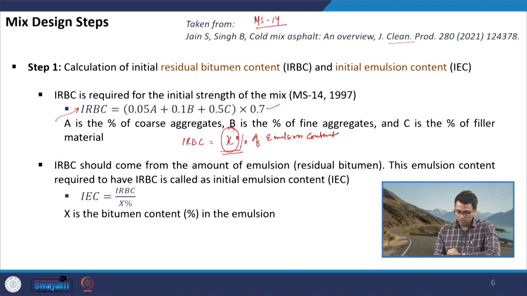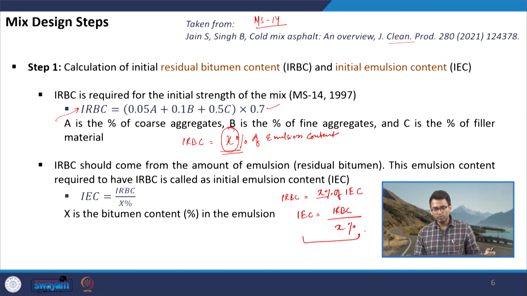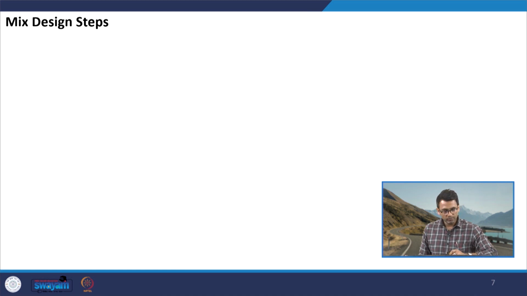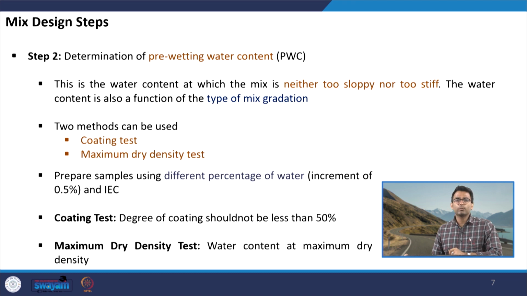So, just using this relationship, we can write that IRBC is nothing but X% of initial emulsion content, and therefore, initial emulsion content is nothing but IRBC divided by X%. Okay. So, we have the initial emulsion content using this formula, and this will be used to start the mix design process. Okay. Now, what is step 2?